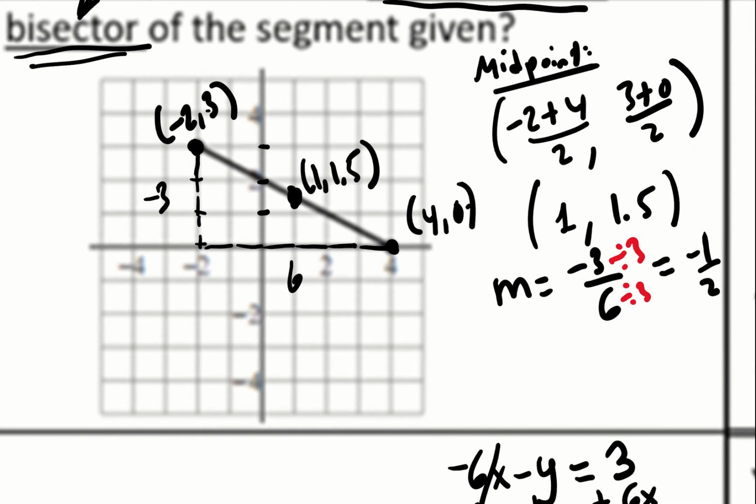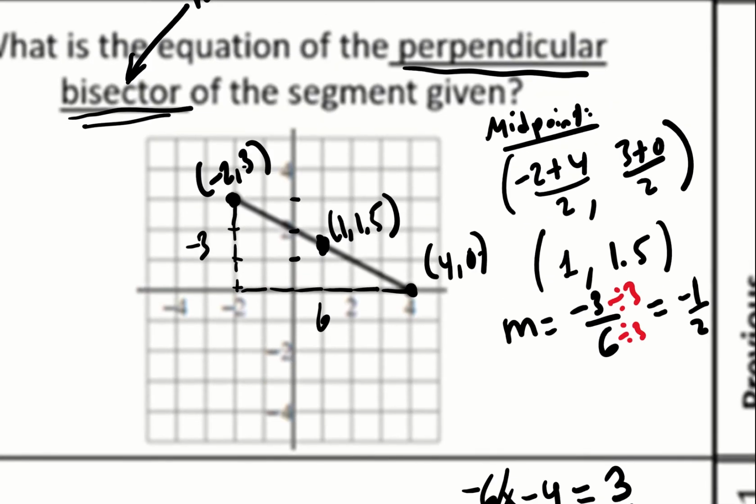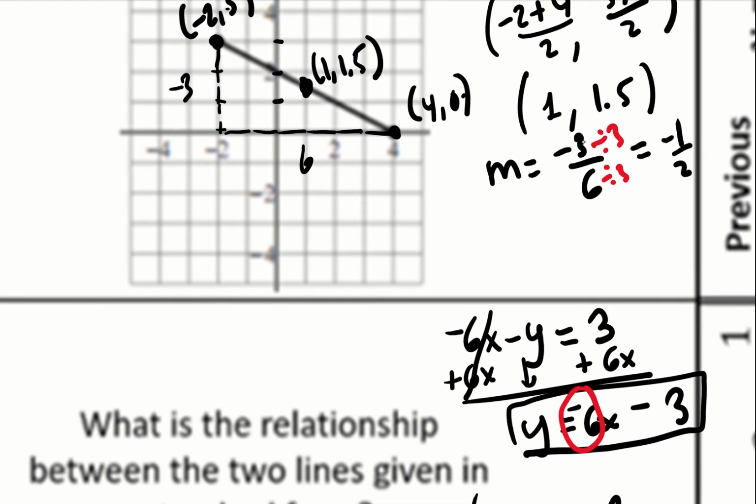Now we want the perpendicular slope to this. Remember, it says they want a perpendicular bisector, right? So that means we're going to need to find the perpendicular version of that. Remember, to do so, you need to find the reciprocal, flip this fraction, and then change this from a negative to a positive sign. So it's going to be positive 2 over 1. And 2 over 1 is the same thing as 2. So we got a slope of 2. We're going to be using this as our slope here.